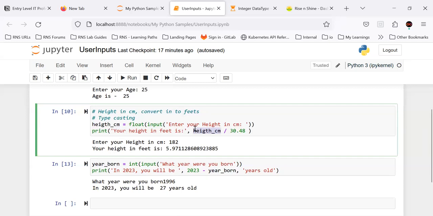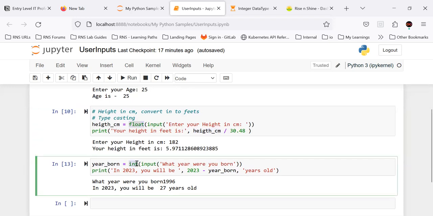So how do you do that? Yes, you can convert one data type into another data type. The input function is returning a string, but I need that value converted into a float. You can use the float function, int function, or str function. These built-in functions are available, and we can use these data type functions to convert from one format to another. Are you clear about this?